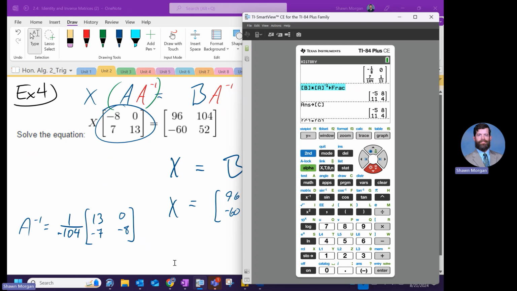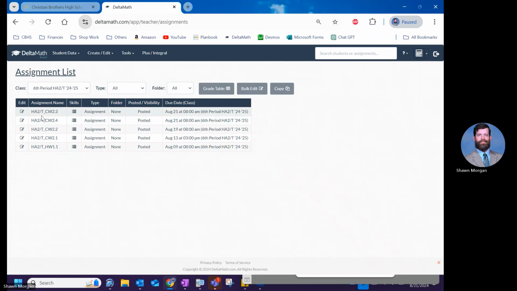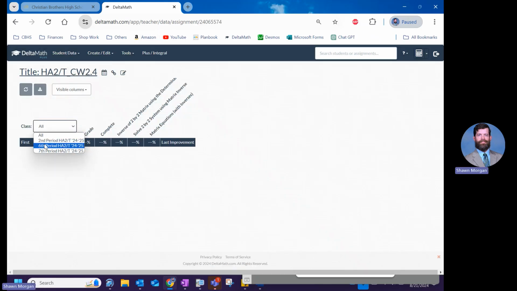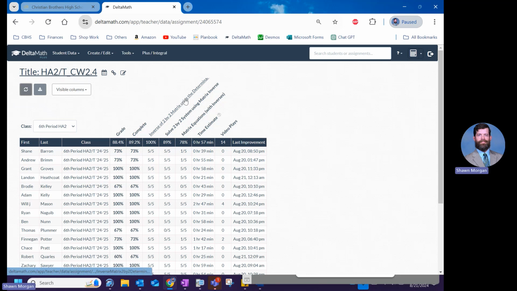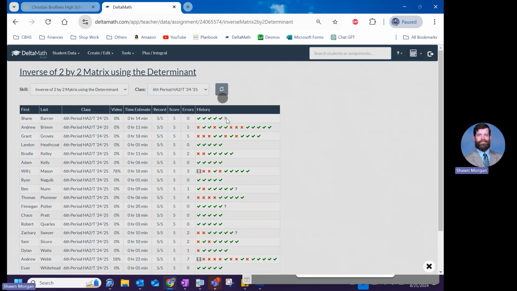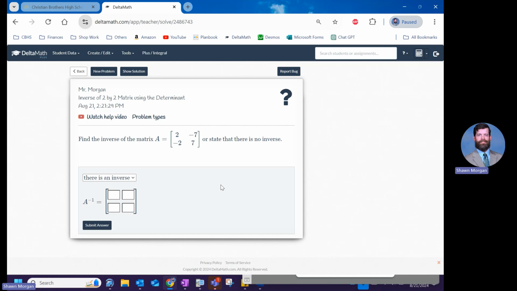Now, on Delta Math, looking at 2.4. Here's a question where it just says, hey, what's the inverse? Now, I want you to be able to do it by hand, and I want you to do it on the calculator. So just a little bit of both. Practicing a little bit of both of those.